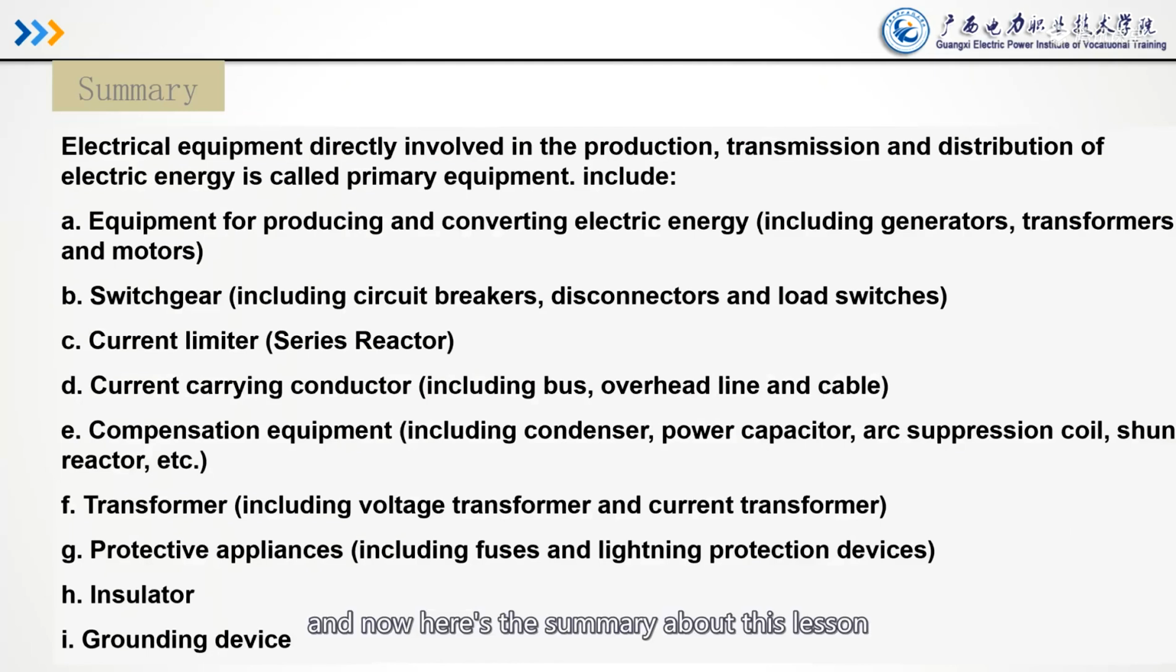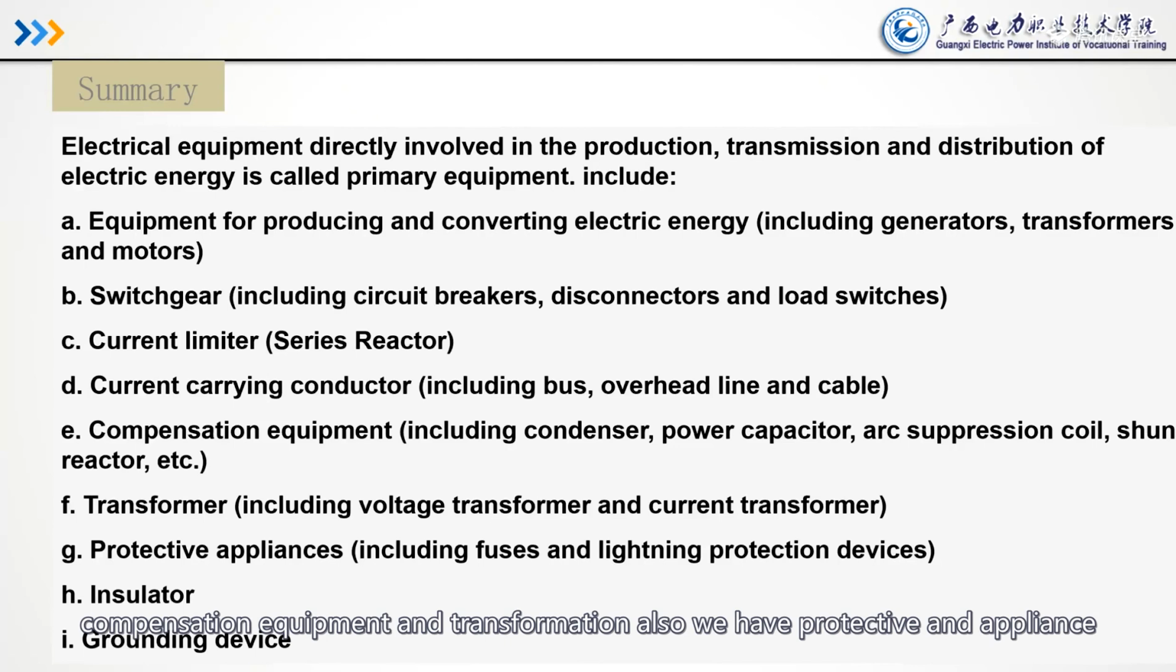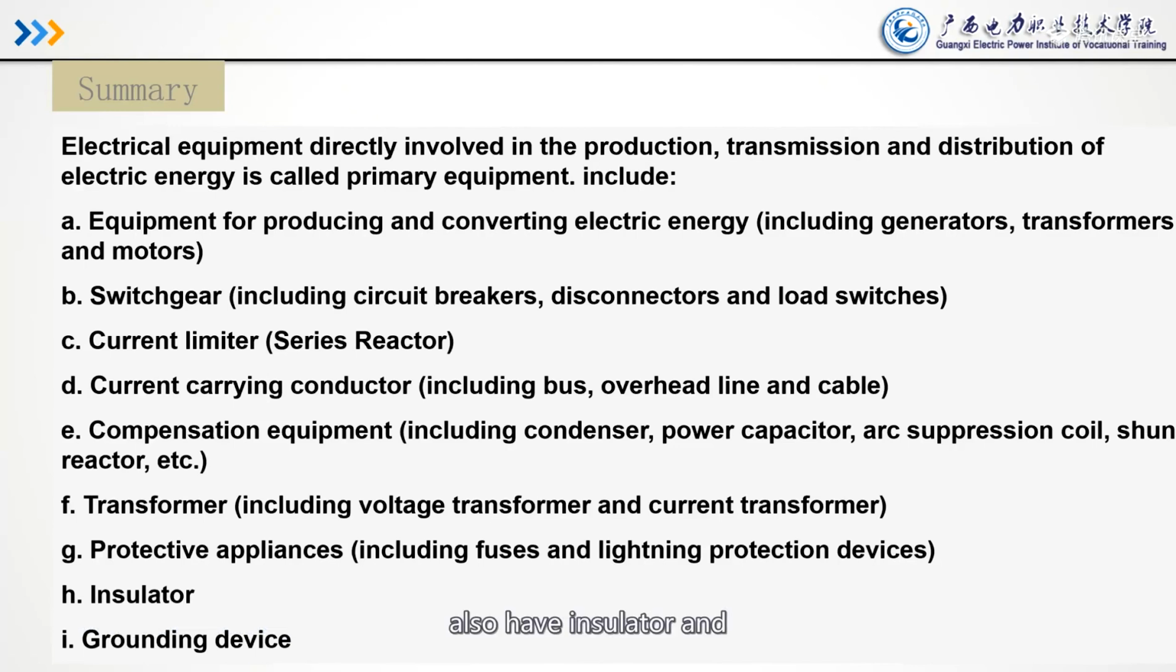And now here's the summary of this lesson. Electric equipment directly involved in the production, transmission, and distribution of electric energy is called primary equipment, including equipment for producing and converting electric energy, switchgear, and also the current limiter, current carrying conductor, compensation equipment, and transformer. Also we have protective appliances, and also insulators and devices.